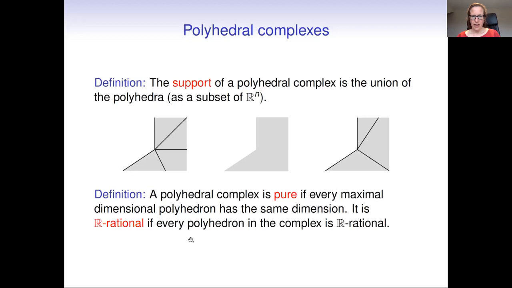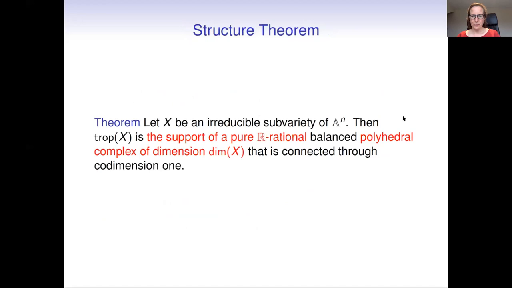Okay, so subject to that typo, we've now understood half the words in this theorem. We know what it means to be the support of a pure R-rational balanced polyhedral complex of the dimension of X. That leaves me with two more bits to understand: balanced and connected through codimension one. So let's do that now, but maybe I should pause for any other questions at this point.